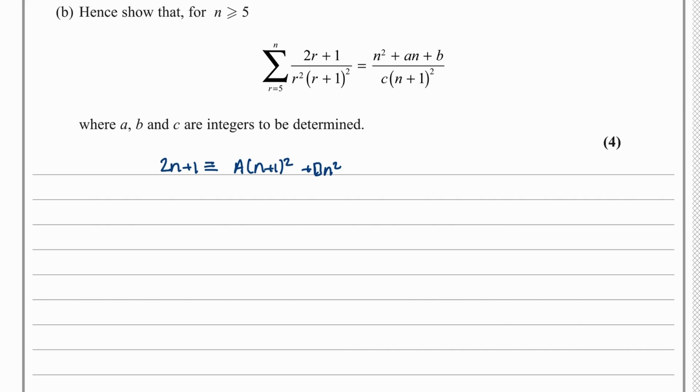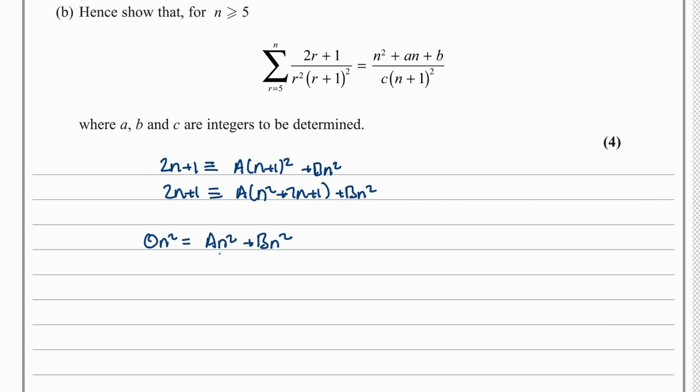Now we'll expand out this quadratic. So 2n plus 1 will be identical to a times n squared plus 2n plus 1, plus bn squared. Now to work out the values of a and b, we can compare the terms. You can see we have 0 n squareds on this left-hand side. So 0 n squared will be equal to the n squareds on the right-hand side. So we've got a n squared here, and we've got a bn squared there.